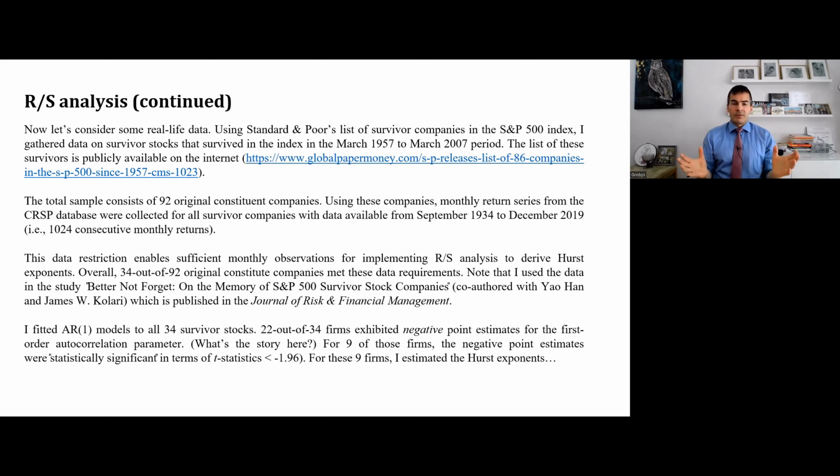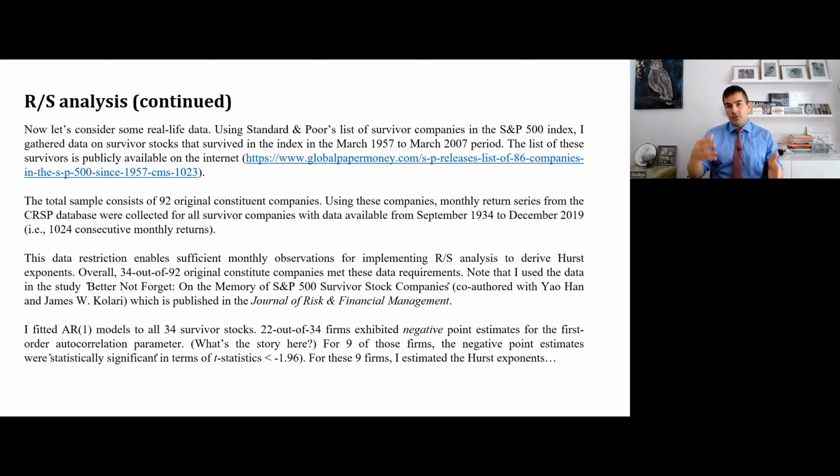The total sample consists of 92 original constituent companies. And this is something that a colleague of mine, Yao Han, figured out as he operated with the CRSP database and retrieved these companies. Using these companies, monthly return series from the CRSP database were collected. Again, this is what Yao Han has been doing for us for all these survivor companies, which had available data from September 1934 to December 2019. So why is that?